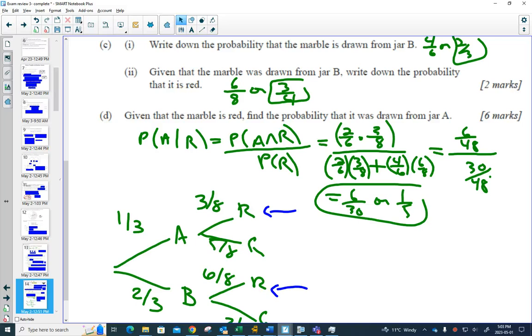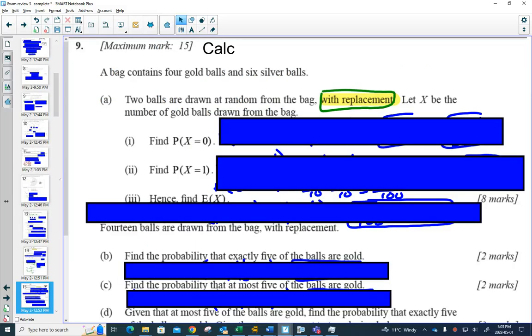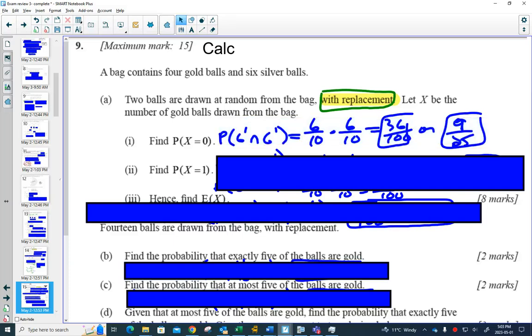And question number 9. Here we have replacements, so these are independent. Find the probability that X equals 0, and X is the number of gold balls. So this is the same as the probability of not gold, or you could write it as the probability of silver and silver. 6 out of 10 times 6 out of 10, 9 out of 25.